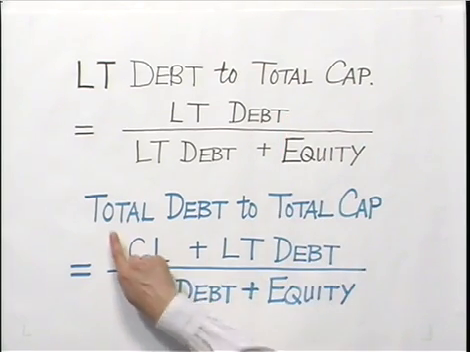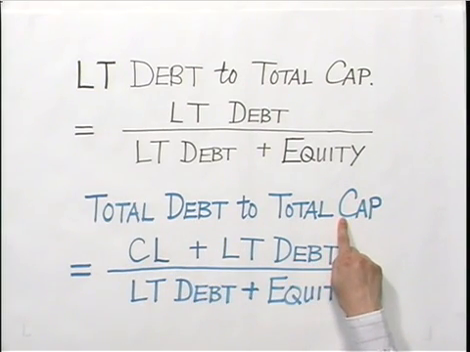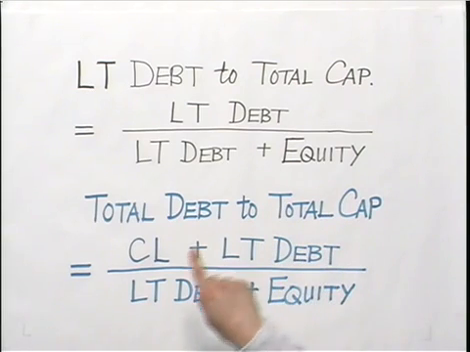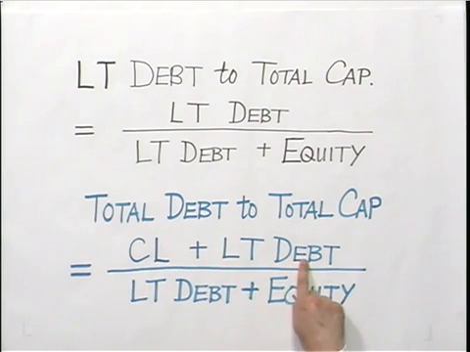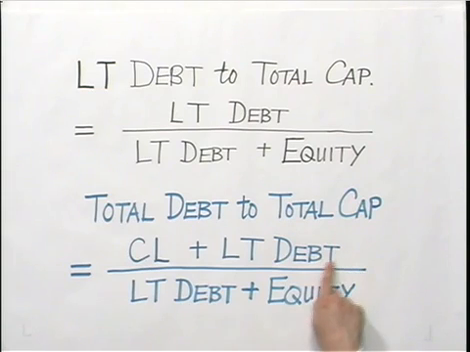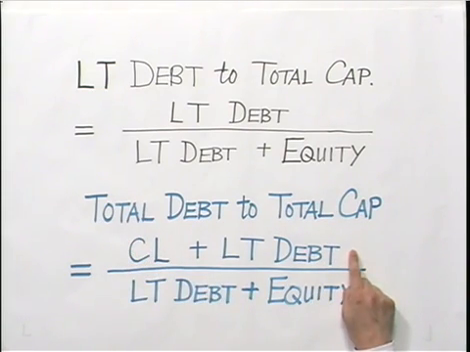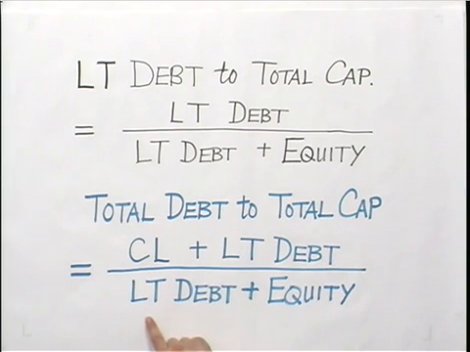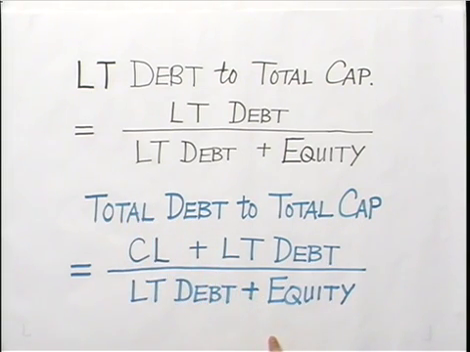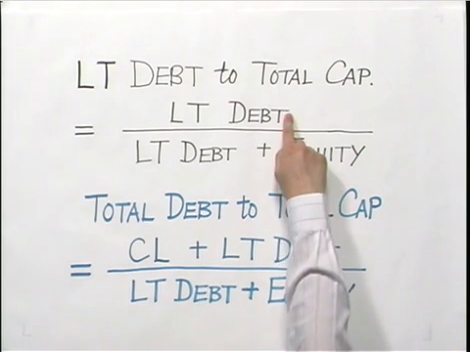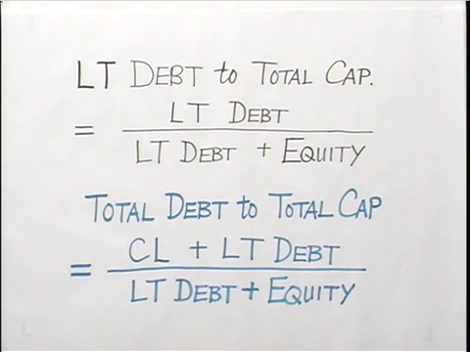Then you can calculate the total debt to total capital ratio of this company. To calculate this ratio, you use the current liability plus long-term liability, that is long-term debt. The sum of that is on the numerator, and you divide that by the sum of long-term debt plus equity. That would give you a sense of how much the company gets into in terms of total borrowing. You don't want the company to be borrowing too much long-term debt. You don't want the company to have too much long-term and current debt.